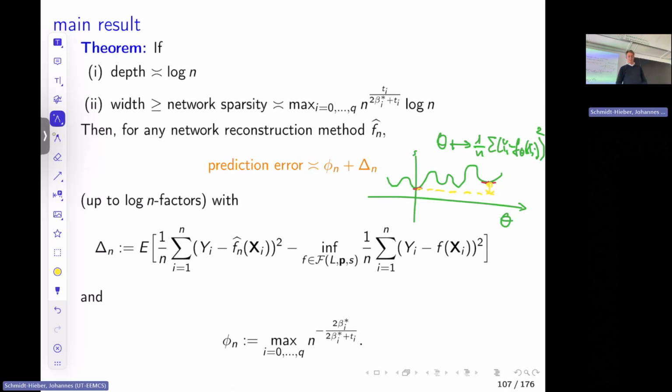There are many things one can discuss about that result, the depth being log n, that is, if you think back about the approximation results. So in every layer, we double the number of linear pieces. So if you have log n layers, you can produce a polynomial number of linear pieces in your ReLU networks in the sample size. So that's where that basically comes from. And also the sparsity, I think that's very important to discuss. Where does that come from?